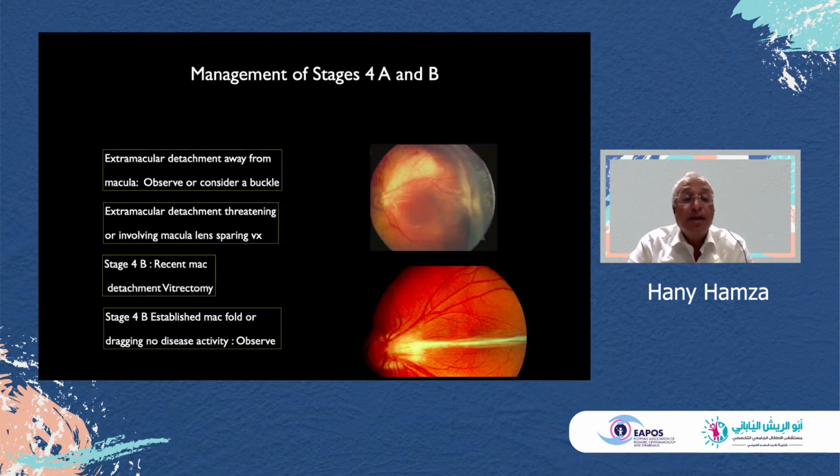An extramacular detachment away from the macula without active disease can be observed, or you can consider a scleral buckle. Extramacular detachment threatening or involving the macula can be treated by lens-sparing vitrectomy. Stage 4B, with recent macular detachment, you can do a pars plana vitrectomy, while stage 4B with an established macular fold or macular dragging and no disease activity should be observed, as surgical intervention will not add any benefit to this eye.